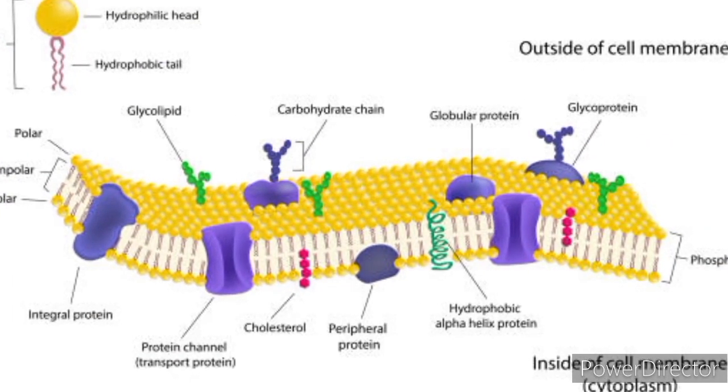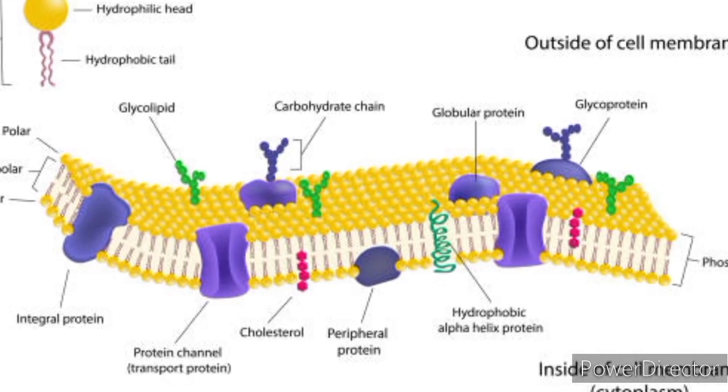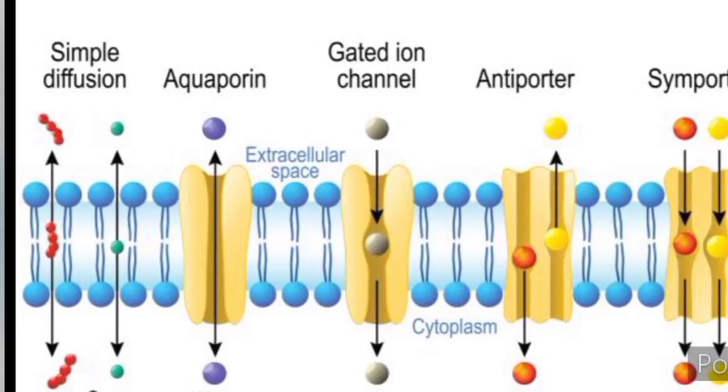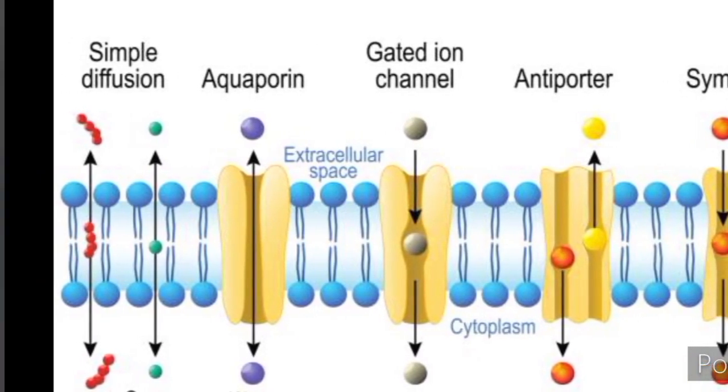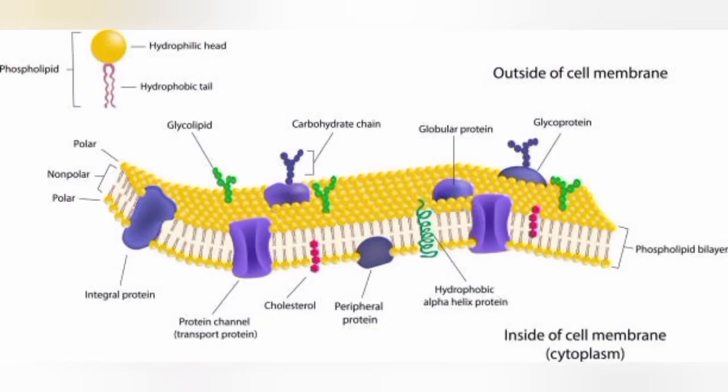Membrane proteins. There are two types of membrane proteins: integral proteins, which are embedded within the lipid bilayer, and peripheral proteins, which are attached to the surface. Integral proteins can serve as channels or transporters for specific substances, while peripheral proteins often function in cell signaling, anchoring the membrane, or maintaining cell shape.